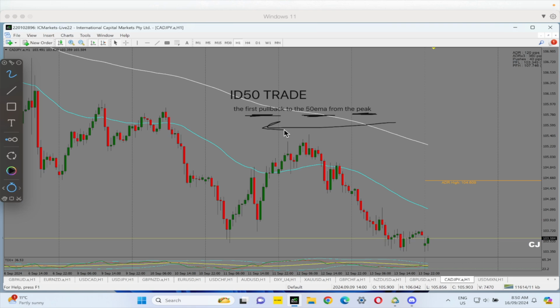Pay attention to this because you're gonna trade this type of trade. You're gonna use this even as your entry, and it's gonna help you so much. You're gonna make money off it because it never disappoints. All right. Now, how then do we find an ID50?